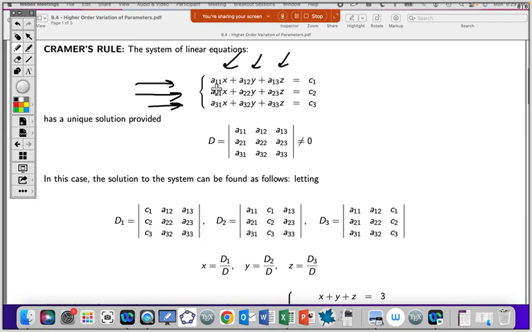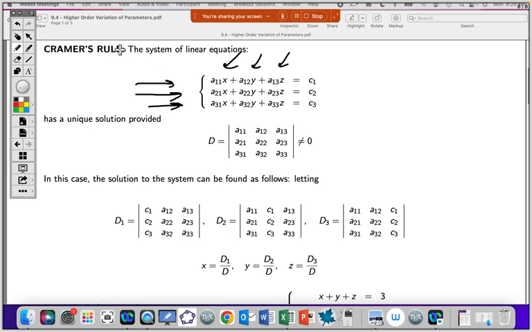So A1 means the first equation. So A11, that's your coefficient of the first variable x in the first equation. A12 means you're the coefficient of the second variable y in the first equation. A13, you're the third variable, you're the coefficient of the third variable z in the first equation, all the way down the line. So the first subscript here is just telling you what equation you're in, and the second subscript is telling you what variable you're attached to. Okay.